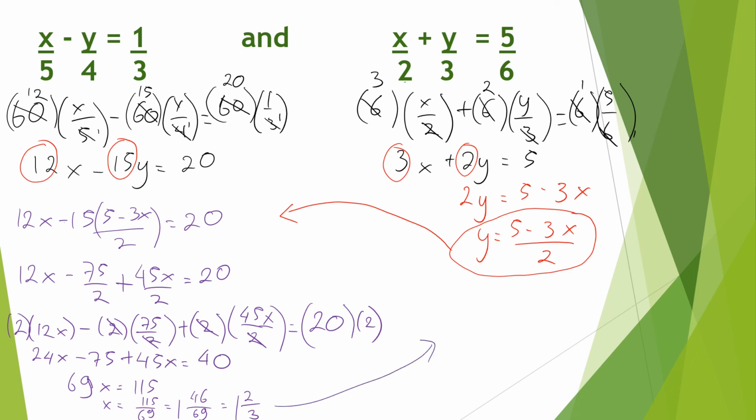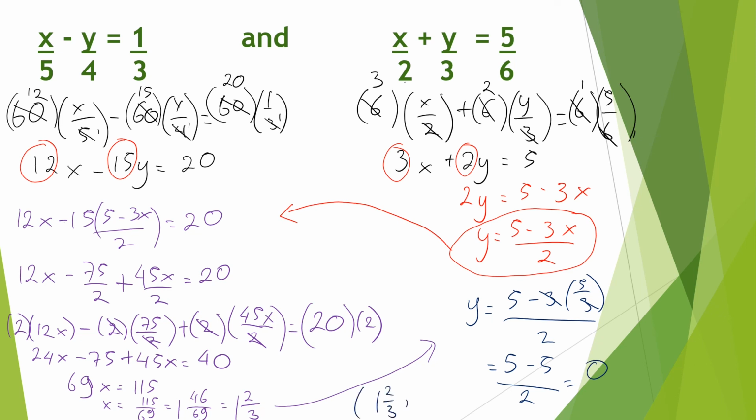Yes, to find y: y equals 5 minus 3 times 1 2 per 3, in improper fraction, 1 times 3 plus 2, 5 per 3, per 2. Okay, so 5 minus 3 cancellation with 3, minus 5, this is 0. 0 per 2, 0. So that is the answer. x equals 1 2 per 3, y equals 0. That is the answer of these simultaneous equations.